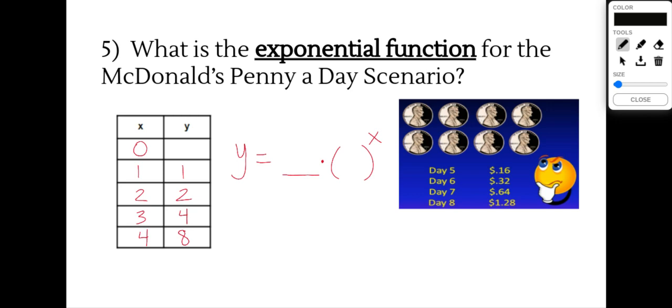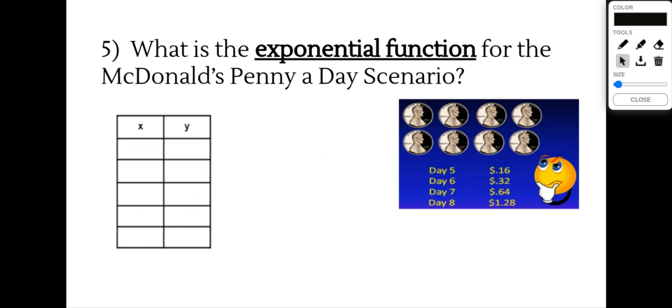Okay. I need my y-intercept, and that's when X is 0. So do you see the pattern? Obviously here with the McDonald's penny a day, we're doubling. The pattern is to double. So that means to get back up, I'd have to divide by 2, divide by 2, divide by 2. So if I take 1 and divide it by 2, this would be half. And then go backwards. Half, if I double it, I get 1. Double, double, double. So my y-intercept is half, and then my multiplier is 2. And so this function right here that you're looking at, that is the exponential function that describes the McDonald's penny a day scenario. Pretty sweet, huh?